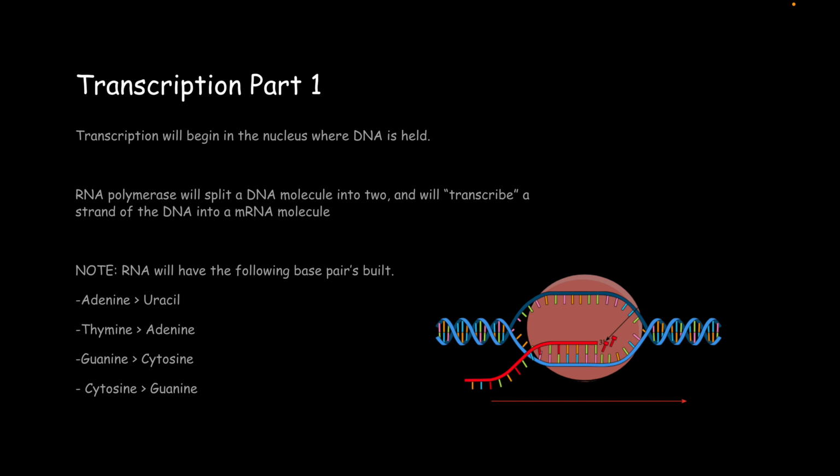RNA has the following base pairs. So if you remember from DNA, adenine went with thymine, thymine went with adenine, guanine went with cytosine, cytosine went with guanine. Well, in this scenario, we're actually going to add another one. Adenine is going to code for uracil, thymine is going to code for adenine, guanine with cytosine, cytosine with guanine. So just remember, when we're coding, the complementary base pairs: adenine makes uracil, thymine makes adenine. And basically what happens is that mRNA detaches and it becomes its own separate thing.